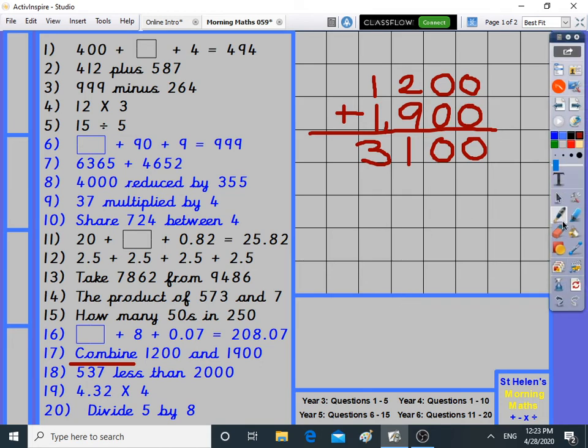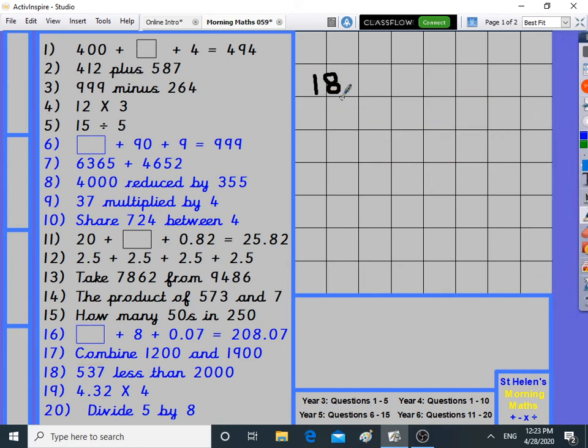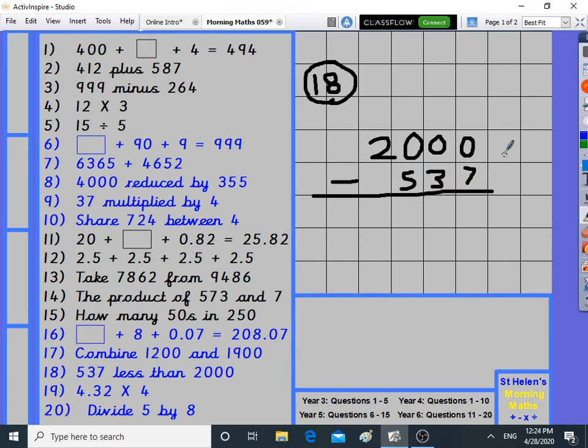Now we move on to question 18. 537 less than 2,000. Biggest number at the top in subtractions, in column subtractions. 2,000 take away 537. We need to do some borrowing all the way across. Year 6 tend to be very good at this. Getting these 9s all the way across. 10 take away 7 is 3. 9 take away 6. 9 take away 3 is 6. 9 take away 5 is 4. 1 at the front. Minus should make things smaller. Minus did make it get smaller. 2,000 got smaller.